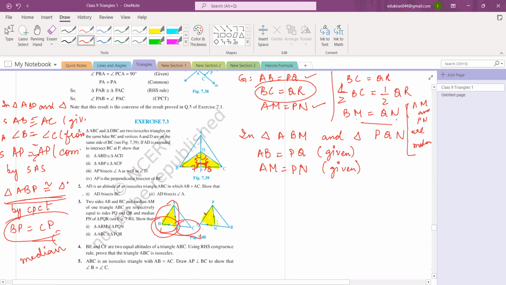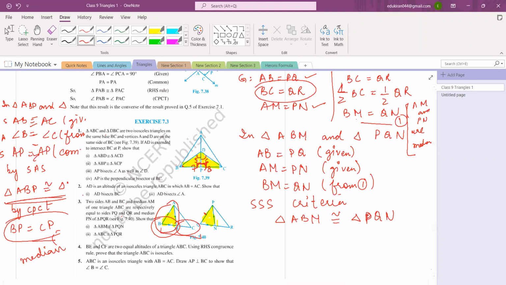So that is why I'm writing it like this. So now I have got the third condition. Let this be my equation number 1. So BM is equal to QN from 1. Done. So by SSS criteria, these two triangles are congruent. So triangle ABM is congruent to triangle PQN. I don't think these questions are tough, okay? They just require presence of mind.